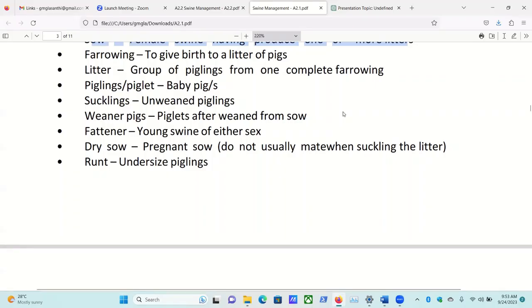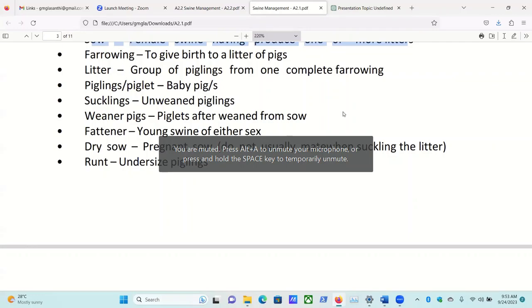A bit older. Farrowing means giving birth to the piglets. Piglets means the baby pigs. So farrowing means giving birth, parturition, simply. Litter means a group of piglets.